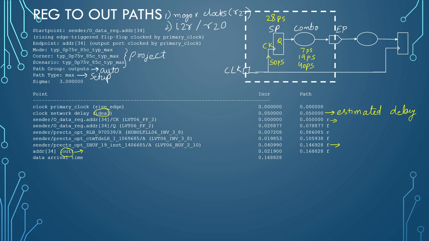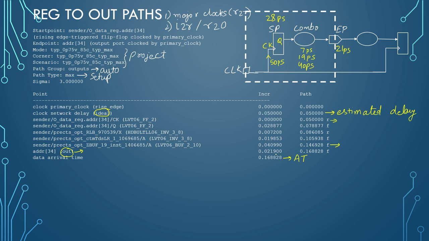Total data arrival will be from this point. So 50 plus 28 plus this delay, plus some small delay of this port will be there. So here it is around 21 ps if you see. So 21 picoseconds of this port delay, and till that point whatever the delay is, I have mentioned here, and that is around 168 ps. This is your total arrival time as calculated by the tool so far.